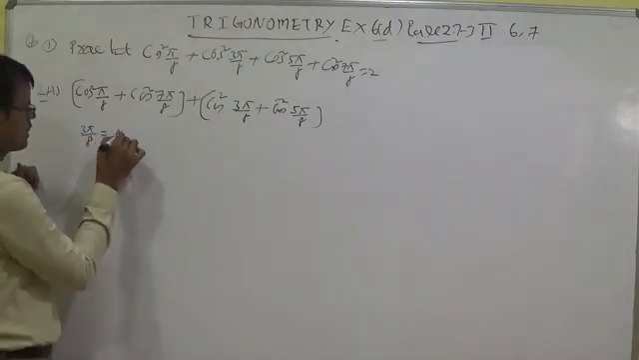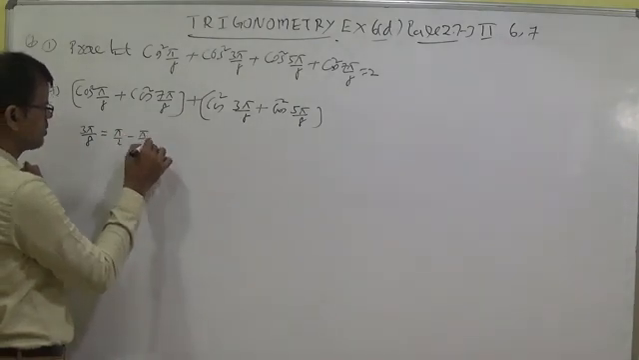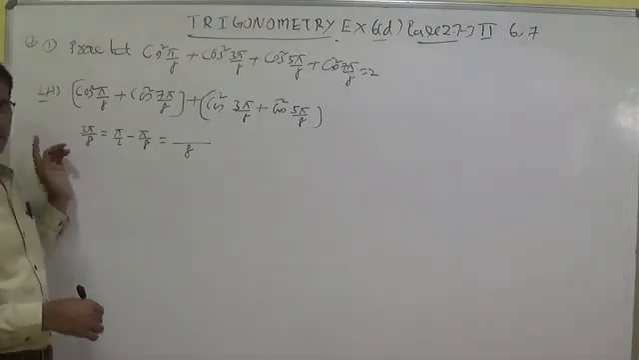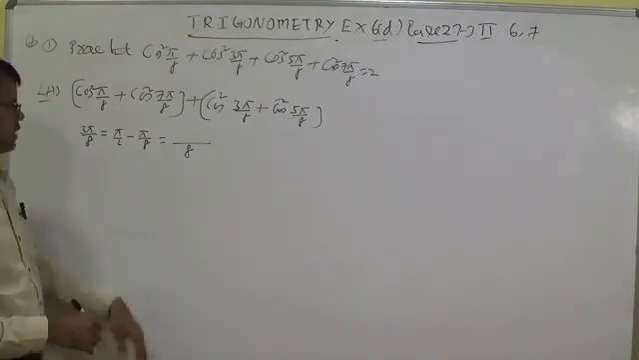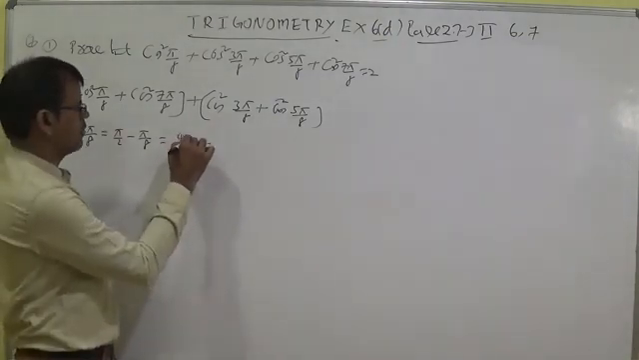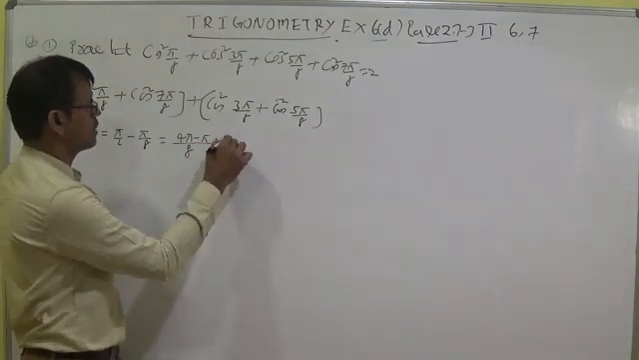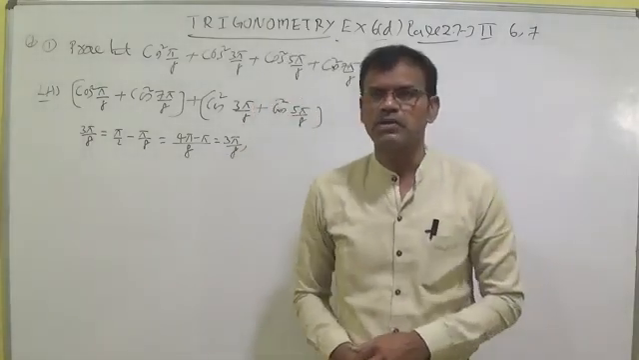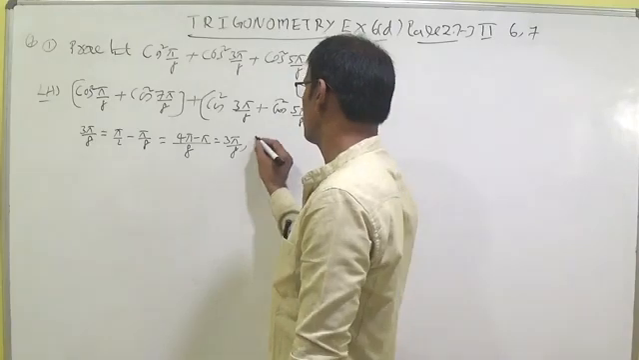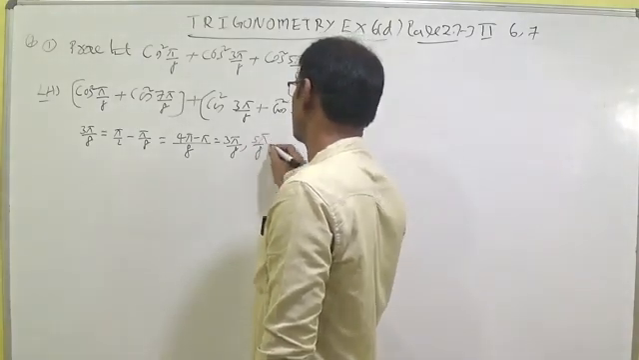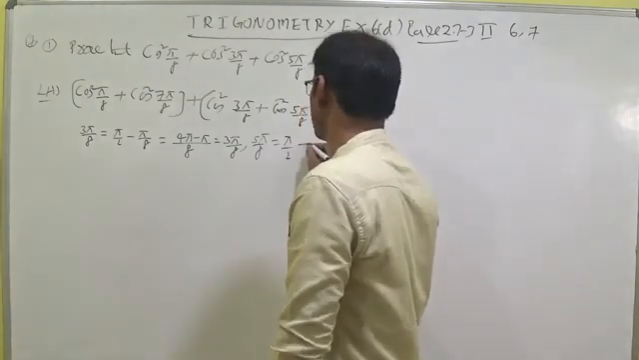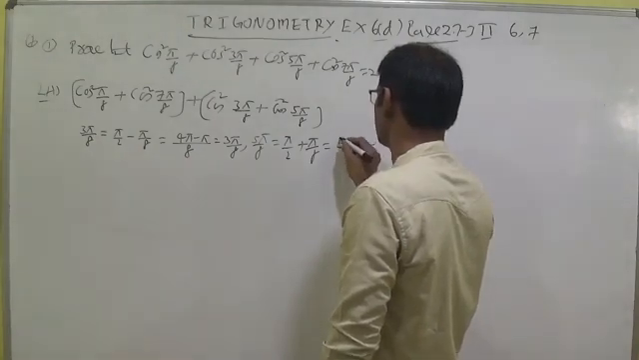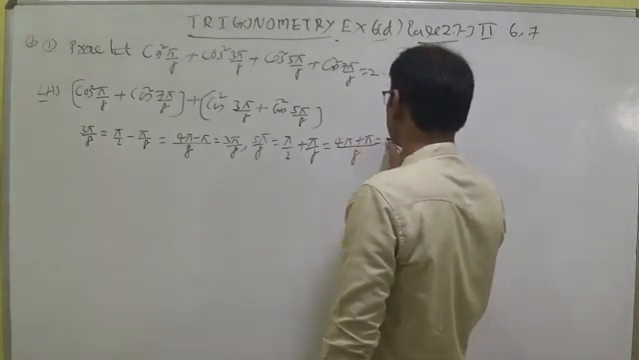3 pi by 8 can be written as pi by 2 minus pi by 8. If you are having any doubt, take LCM and write like this. 3 pi by 8 I am converting as pi by 2 minus pi by 8. LCM is 8, 2 will be dividing 4 times, 4 pi minus pi becomes 3 pi by 8. It's okay. And again we can convert 5 pi by 8 also, as pi by 2 plus pi by 8. Take LCM 8 here. This is 4 pi, this is pi. So 5 pi by 8.